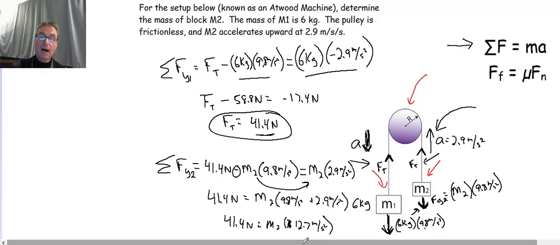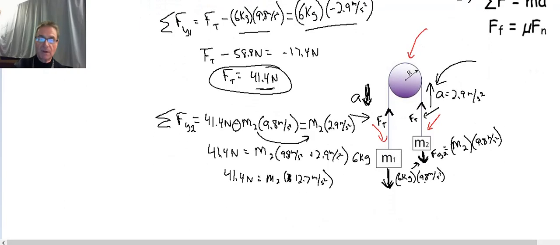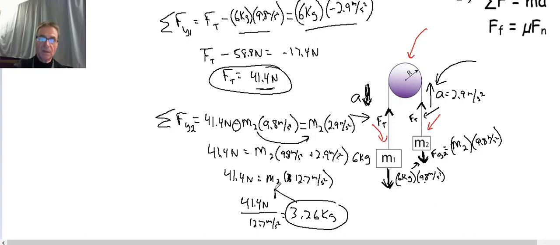Okay, and now when I divide, let's give myself a little more room here. I divide 41.4 newtons by 12.7 meters per second squared. Now I get 3.26 kilograms for M2. Okay, and now we've solved for M2.